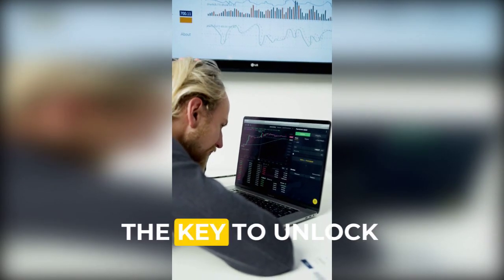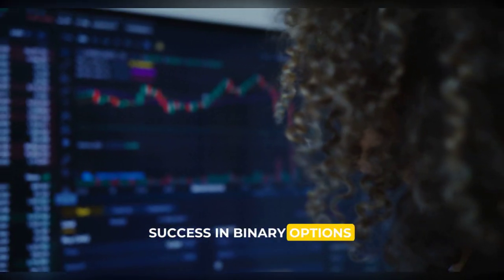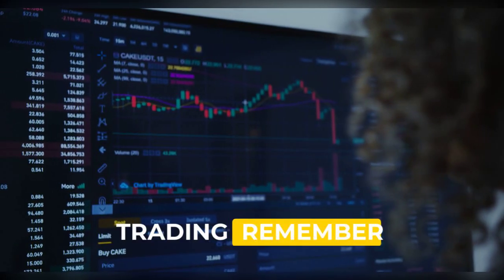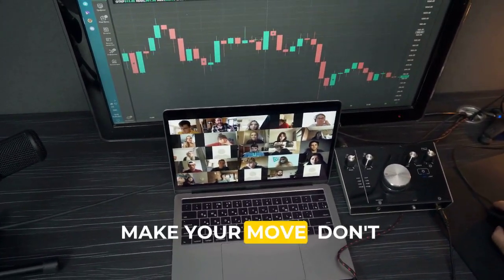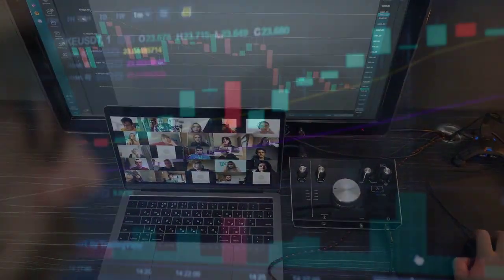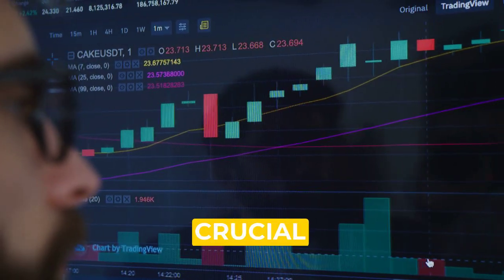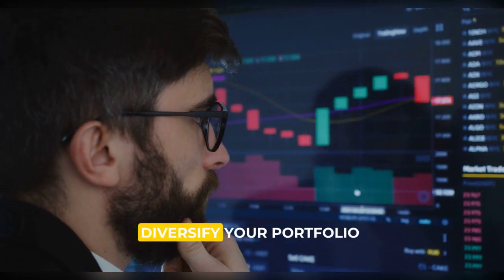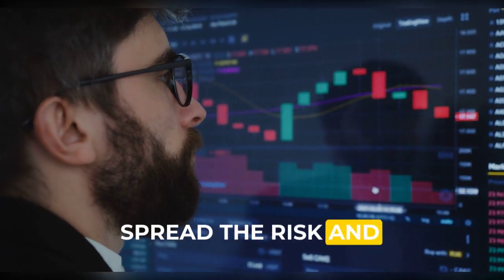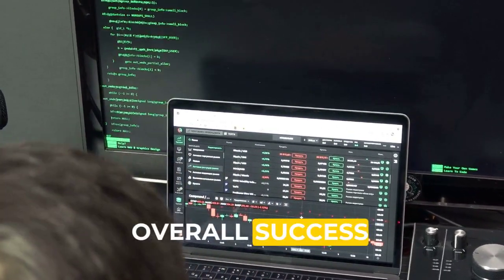Expert tips can be the key to unlock success in binary options trading. Remember, patience is a virtue. Wait for the right moment to make your move. Don't rush into trades. Risk management is crucial. Never invest money you can't afford to lose. Diversify your portfolio to spread the risk and increase your chances of overall success.